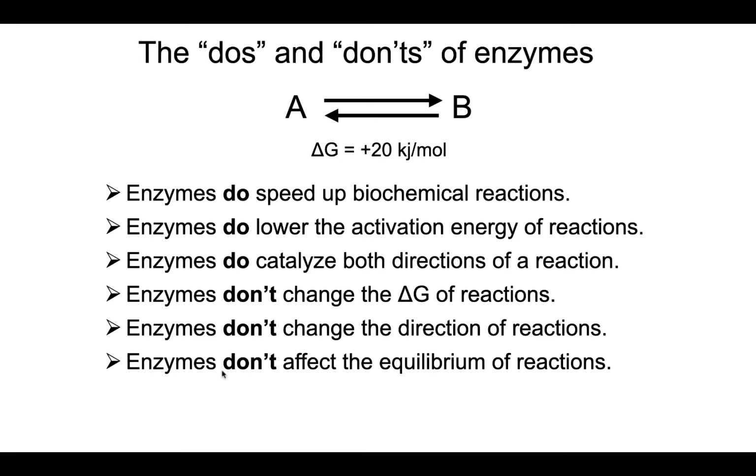And finally, enzymes don't affect the equilibrium of reactions. The delta G of this is positive 20. This reaction is going to go from B to A until we hit equilibrium. And that equilibrium is going to be the same even if we have enzymes. The only difference is the rate at which the reaction reaches equilibrium. With an enzyme, it's going to be faster. Without an enzyme, it's going to be slower.